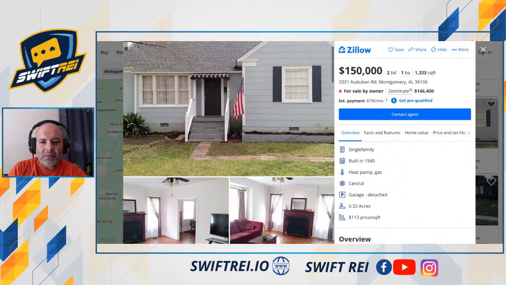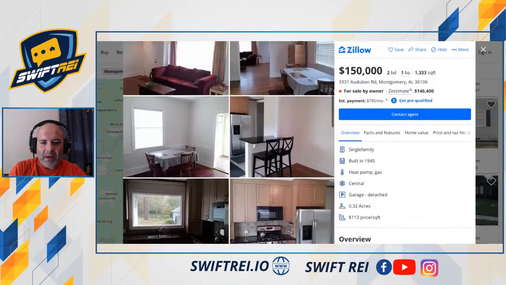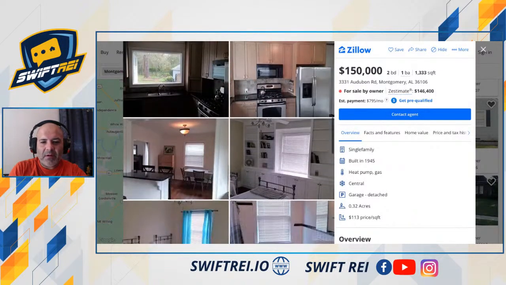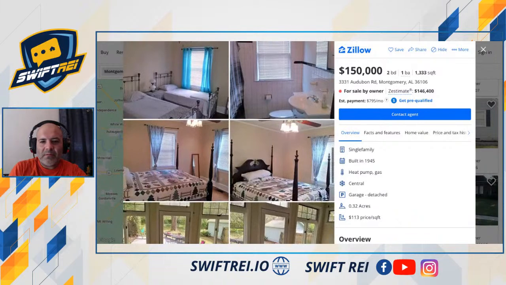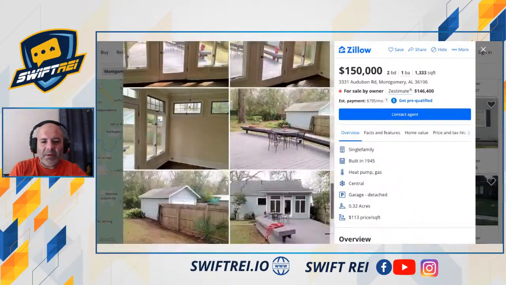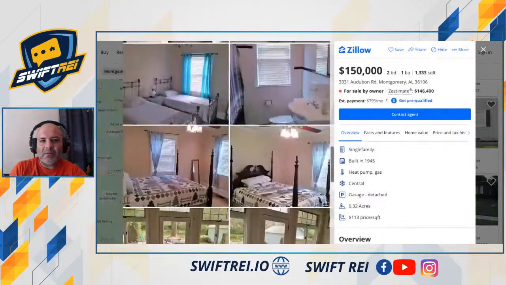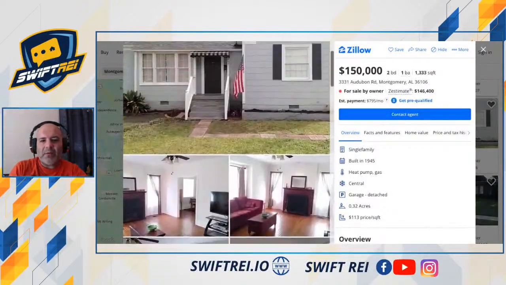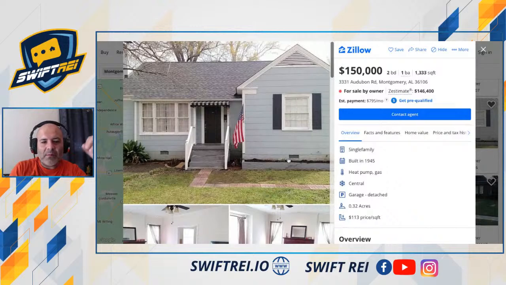The inside of this one, not bad. Probably light repair. The bathrooms are kind of dated, you might want to fix them, but everything else seems to be in pretty good shape. There's really nothing too bad with this house. Some outside work, probably new paint and fixing the stairs a little bit. So just some light repairs. This one they're asking 150,000, and the Zestimate is 146.